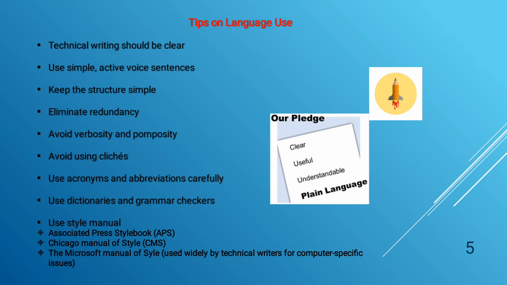The next tip says that we should use simple active voice sentences. Active voice clearly shows the subject in the sentence. It is the standard for technical writing, any kind of technical writing. Suppose we write, the report was submitted by them. This is in passive voice. Now, active voice, see how it makes it more clear.